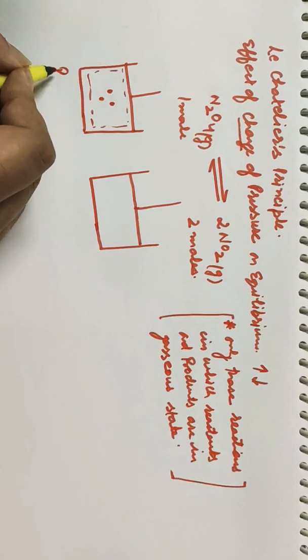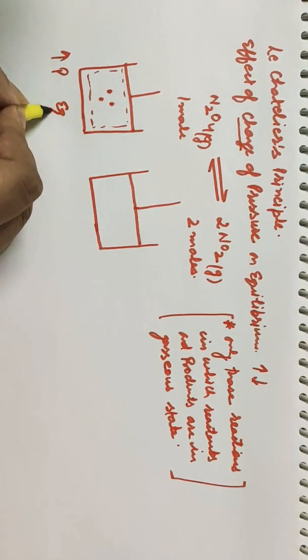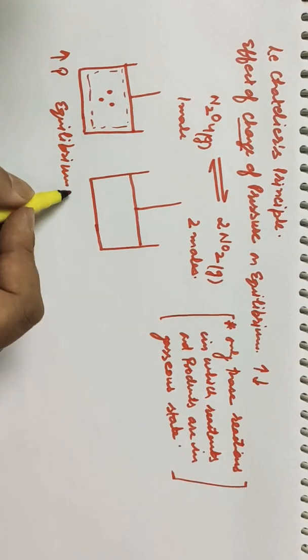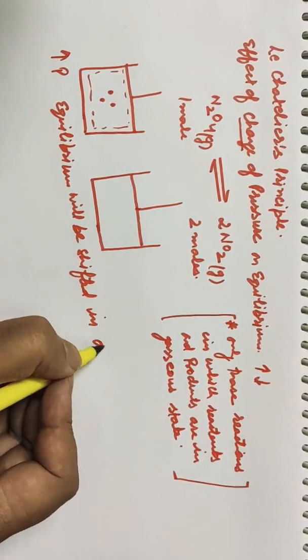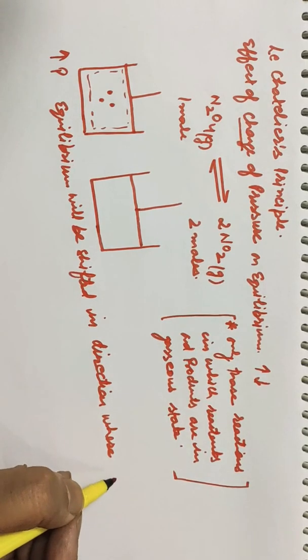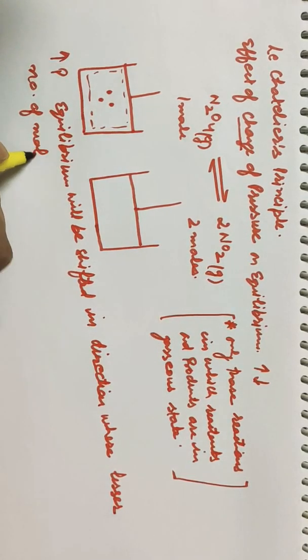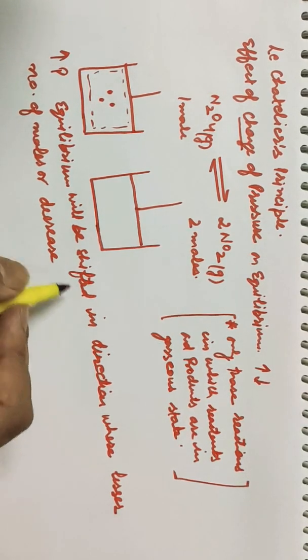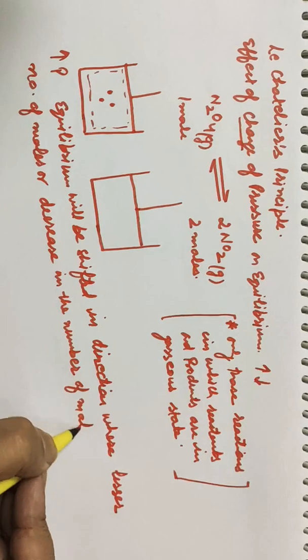Is that clear? Increase in pressure will shift the equilibrium in that direction in which there are lesser number of moles. Increase in the pressure and equilibrium will be shifted in the direction where there is lesser number of moles, or decrease in the number of moles.